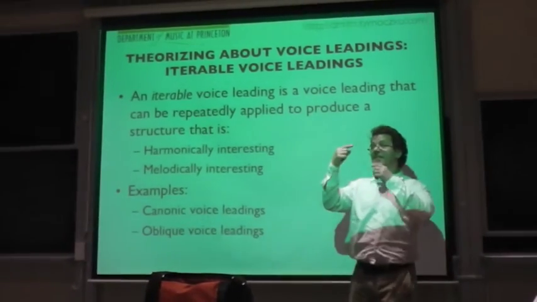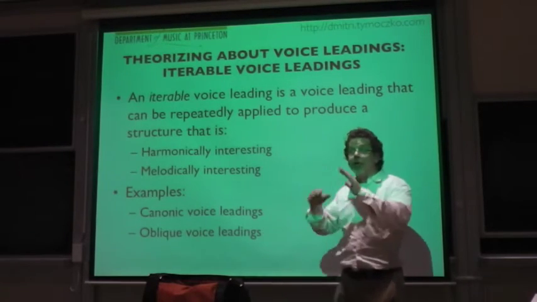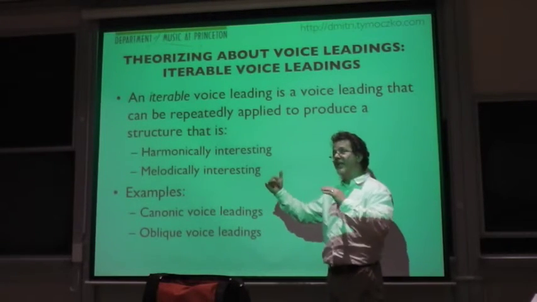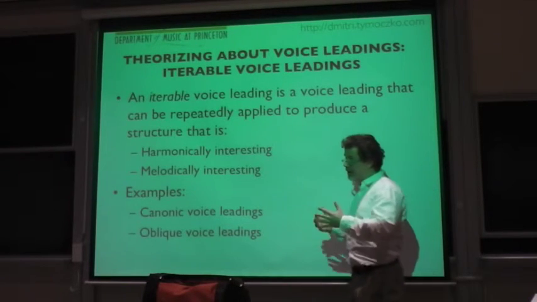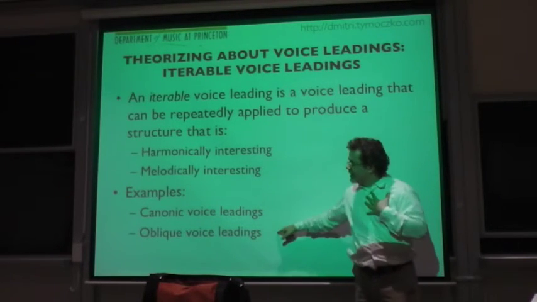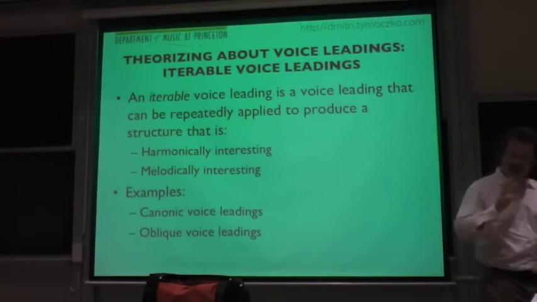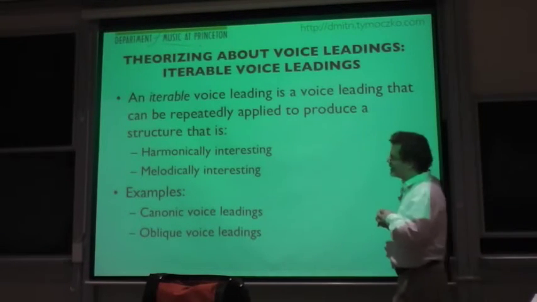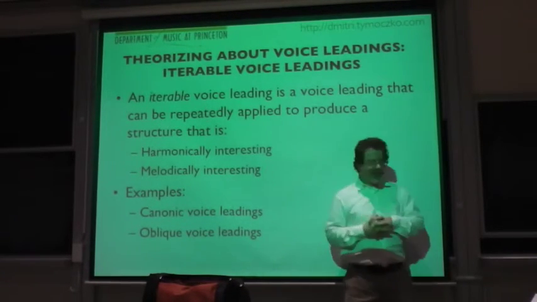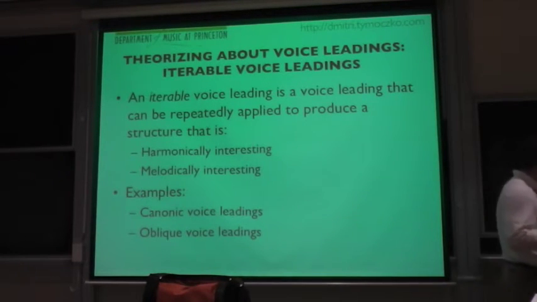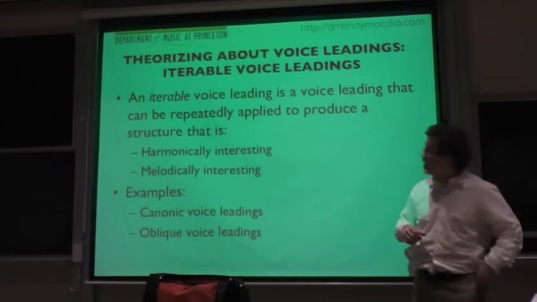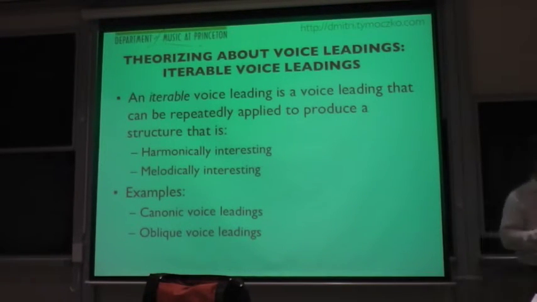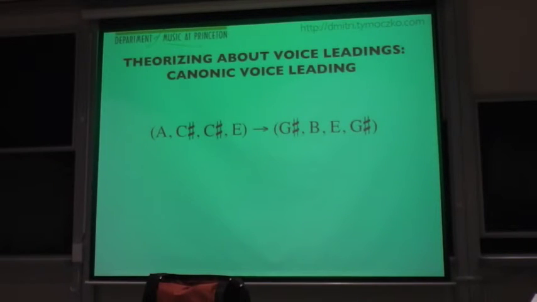A canon is like a round, Row, Row, Row Your Boat, the same melody laid on top of itself multiple times to produce harmonies that are pleasing. And then there are these things called oblique voice leadings, which are kind of a musical impossibility or something that shouldn't really happen. So this idea that a voice leading makes a canon is a little paradoxical because a voice leading just is something that happens instantaneously. That's a voice leading. And a canon is something that stretches through time. So let me show you about these things.